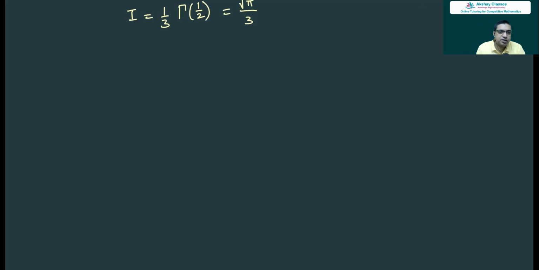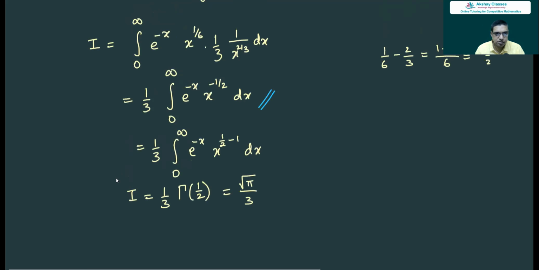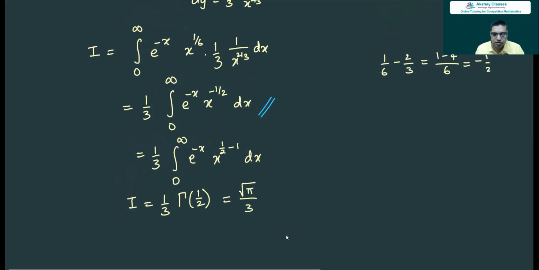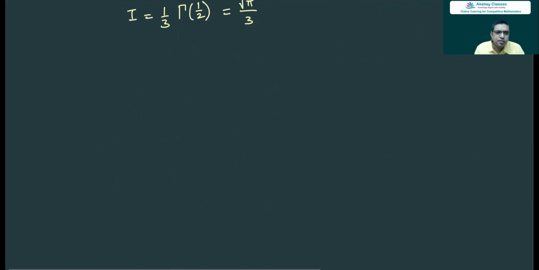Next question. Is it clear? Have you copied down? No answer. Should I give time for you to write down or should I go forward? Yes, sir. Go forward. Okay. Look at this next integral.